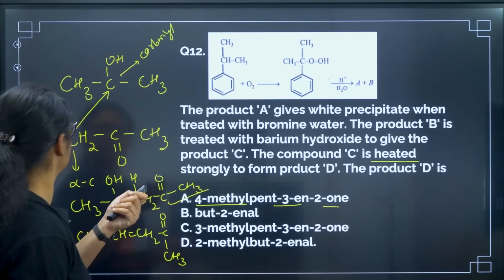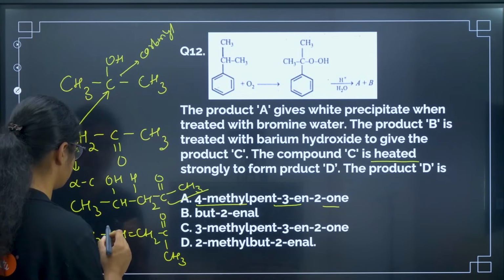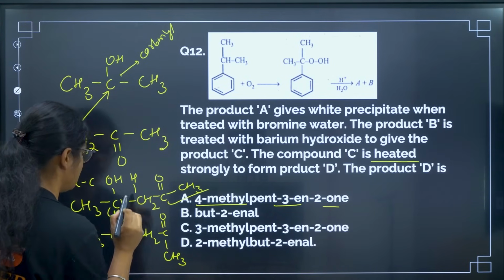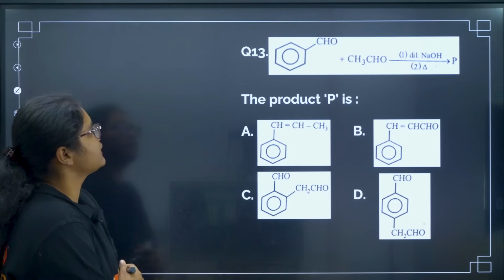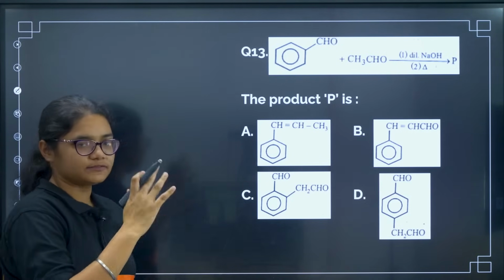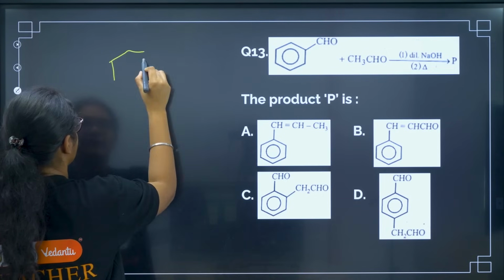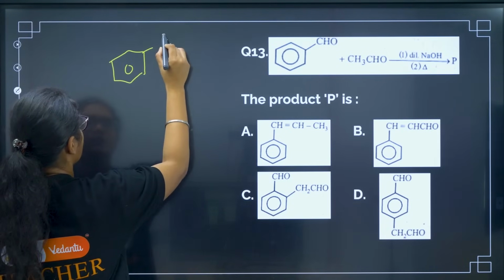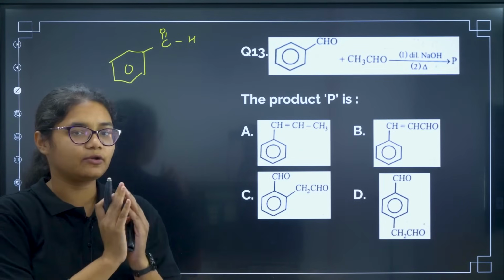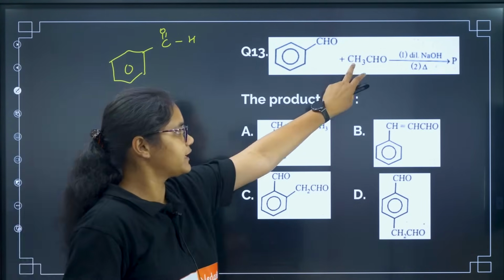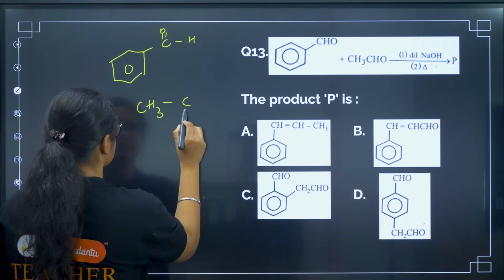Okay, next question. Here one more CH3 is there, so 4-methyl pent-3-en-2-one. Now let us see the next question. Again, this question is from the same topic, aldol condensation. So we have this benzaldehyde. Benzaldehyde doesn't have any alpha hydrogen, so it cannot behave as a nucleophile. The nucleophilic attack will be from the other compound. So we will have CH3CHO.